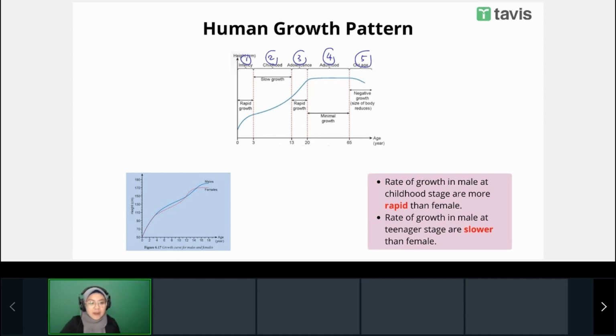Okay, during infancy, rapid growth occurs, and during childhood, slow growth occurs. In adolescence, rapid growth occurs. In adulthood, minimal growth occurs. During adulthood, let's say you only have a height of 157 centimeters. So it won't increase a lot. It won't suddenly become 160. Once you reach 20 and above, when your height is 157, it will stay 157. Okay, now let's see the differences between the male and the female growth graph.